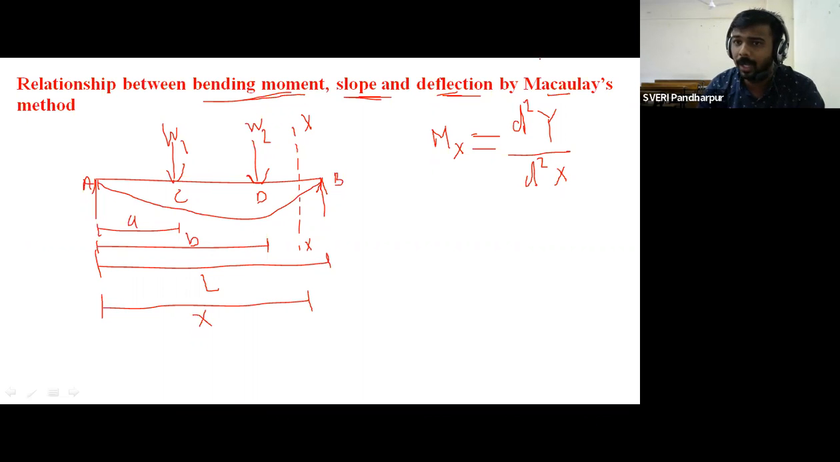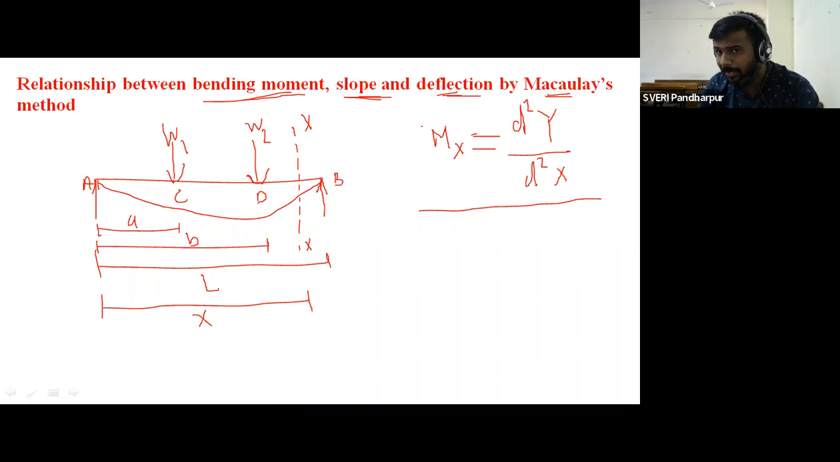Okay, but now how do we apply this Macaulay method to find out the slope and deflection? For that purpose, this is the figure in front of you. If you see this particular figure, the simply supported beam is subjected to the 2 point loads W1, W2 at a distance A and B from the point A. In addition to that, we have considered this particular section XX at a distance X from the point A. In this particular method, we have to take the integration of this particular formula.